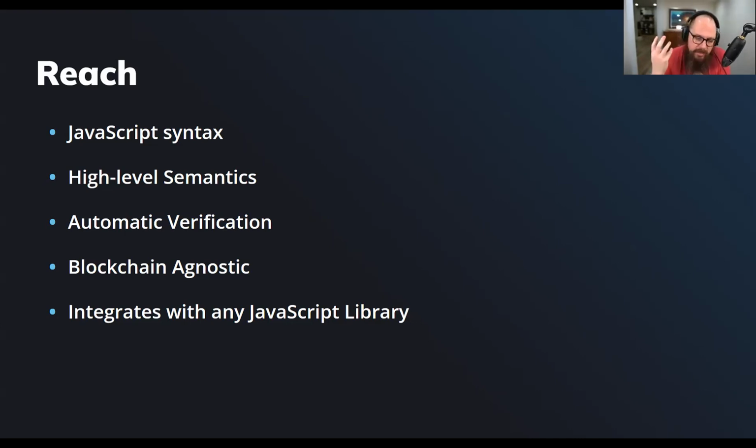Reach is a programming language and a deployment tool that allows you to write in a high-level JavaScript-like syntax that allows you to quickly write your applications and launch it on multiple different blockchains. And through that process of compilation, it mathematically guarantees that it'll do exactly as you expect in all potentialities.